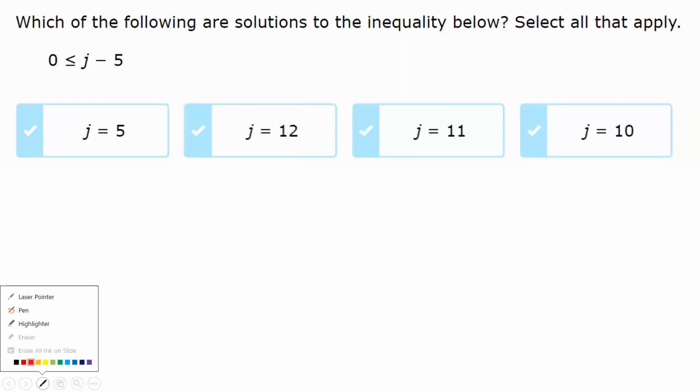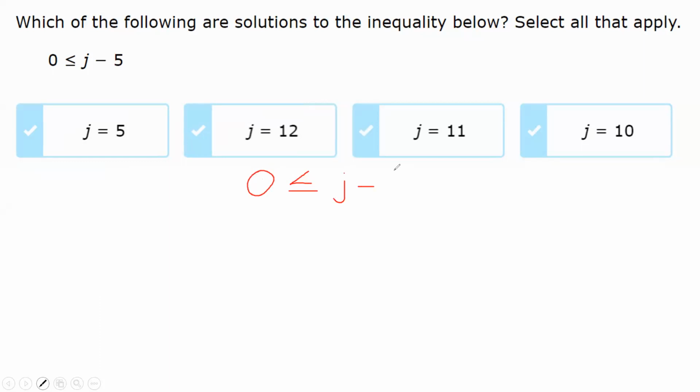Okay, so what do we have? We have that 0 is less than or equal to J minus 5. What are we going to do with the negative 5? We're going to carry it across. It was a negative 5. When we send it over, it becomes a positive 5. Positive 5 is less than or equal to J.